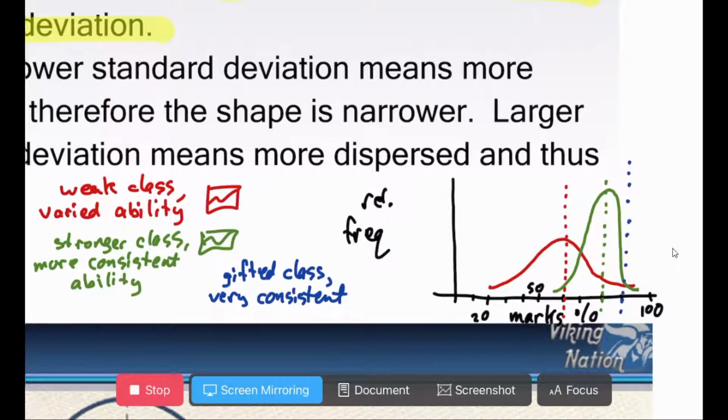And it's even more consistent than our stronger class. And so our peak is going to be even narrower. So high average and low standard deviation. So that's going to look something like this.